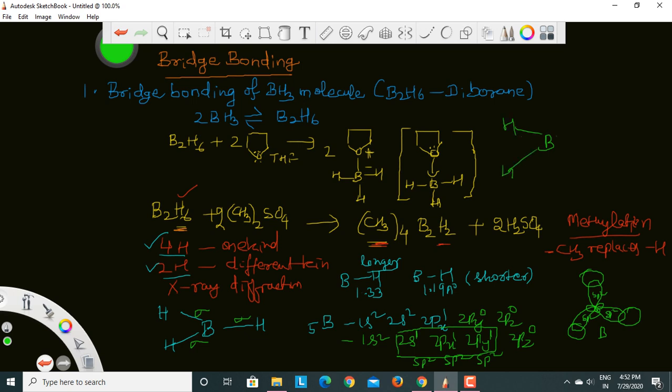Okay, this is BH3. Let us write again BH3 like this. But B2H6 exists. If B2H6 exists, there must be bonding between boron and boron. Now how is boron bonding possible?